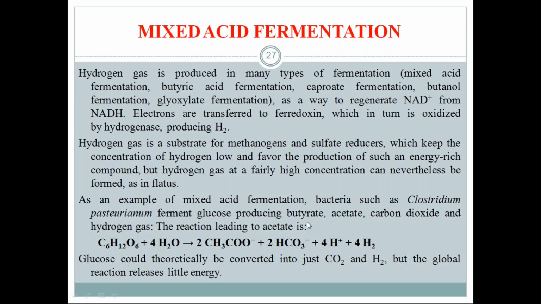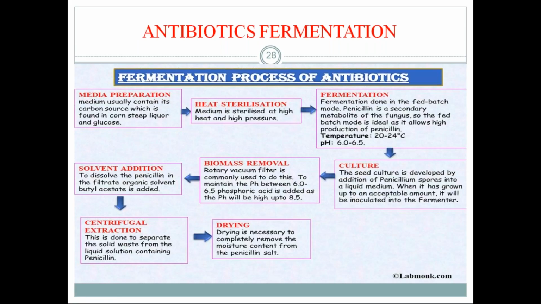Now, antibiotics fermentation. As far as antibiotics fermentation is considered, there are different types of antibiotics produced at industrial level, but the conditions differ from antibiotic to antibiotic because of their structure and the microorganisms used in those fermentations. First, media preparation. Media usually contain a carbon source, which is found in corn steep liquor and glucose. Then heat sterilization. After media preparation we have to do sterilization. Then we do fermentation by the addition of microorganisms.